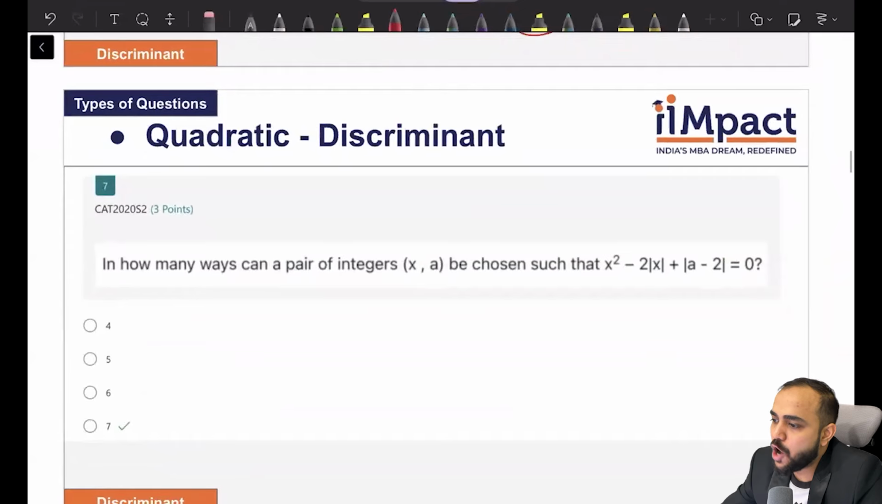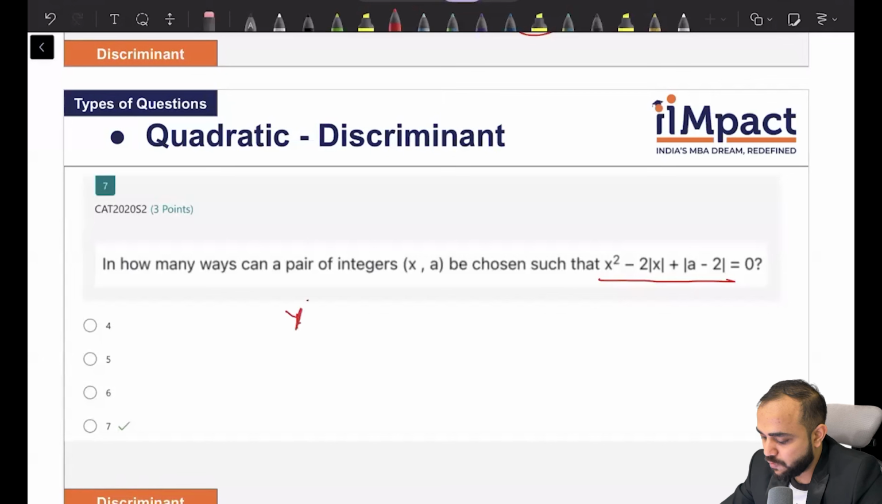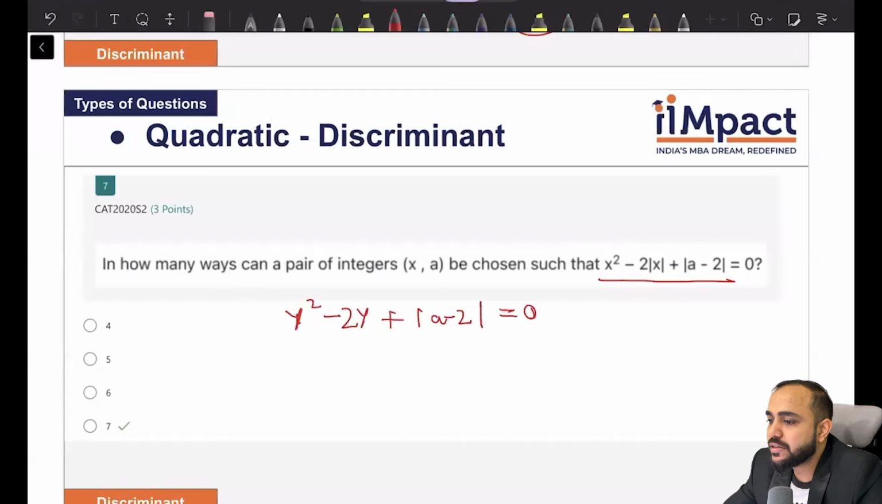All right. In how many ways can a pair of integers be chosen such that x square minus 2 mod x plus mod a minus 2 is equal to 0? First of all, how do I get rid of mod? I'll write this as mod x whole square. So y square minus 2y plus mod of a minus 2 is equal to 0. Secondly, I want the discriminant to be positive here. What will be the discriminant?